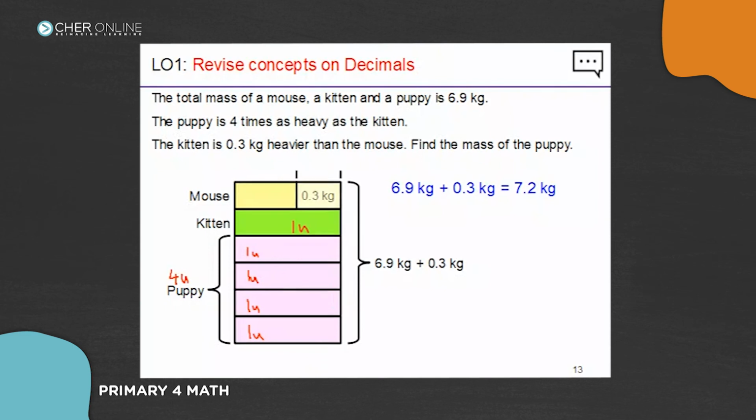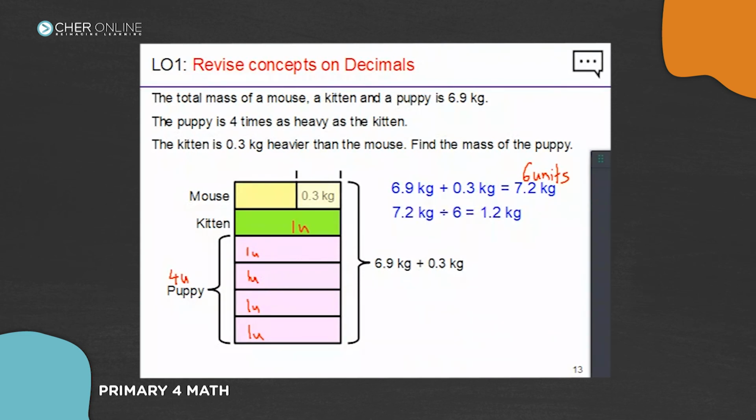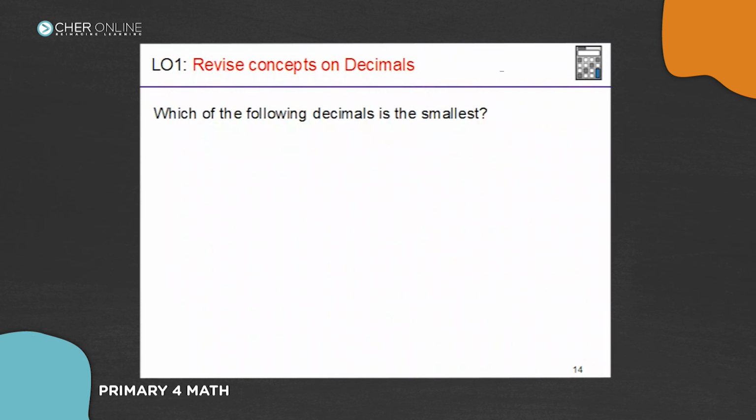Would you like to try? First step, we divide by 6. That will only give you 1 unit. That doesn't give you the mass of the puppy because the mass of the puppy is 4 units. So you need to times 4 to get 4.8 kg.